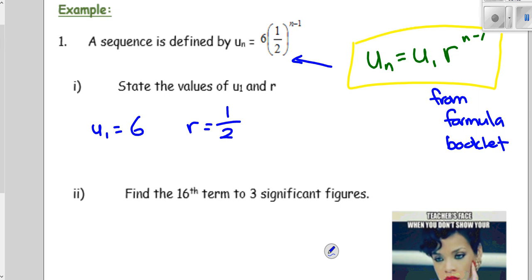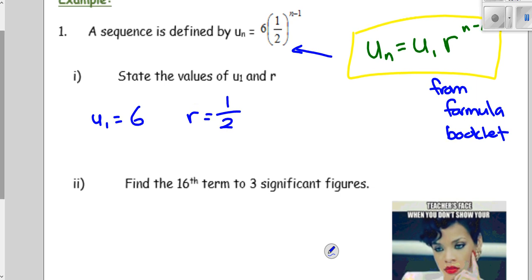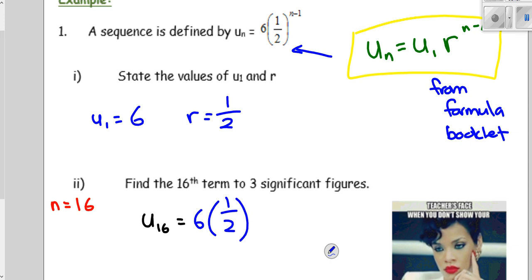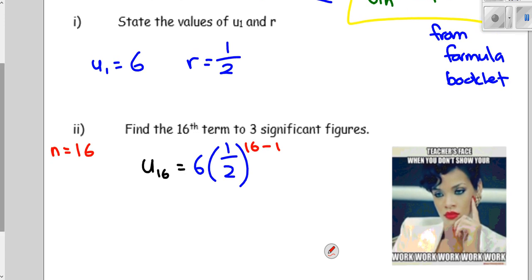So they just want us to sub in the u of 1. And what would our n be? 16 exactly. The 16th term. So just find the u of 16. U of 16 will be the u of 1, 6, multiplied by a half, all to the power of 16 minus 1, according to that rule. And it's with calculator, so you could plug it into a calculator. I don't have a calculator here, so I might have to rely on someone else.